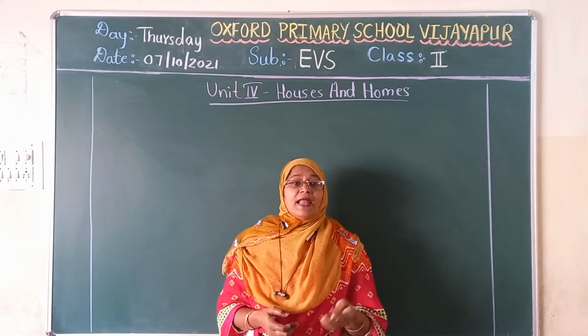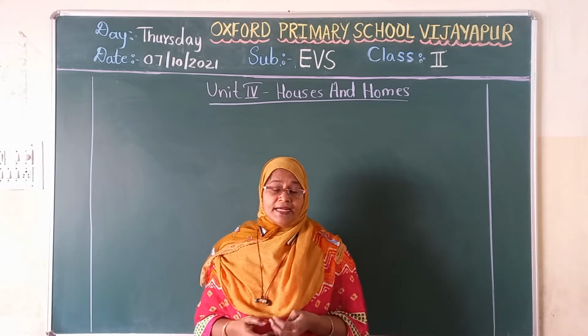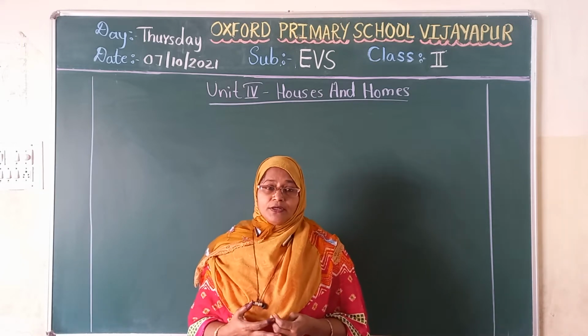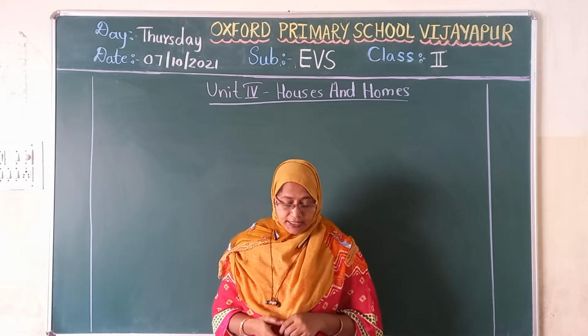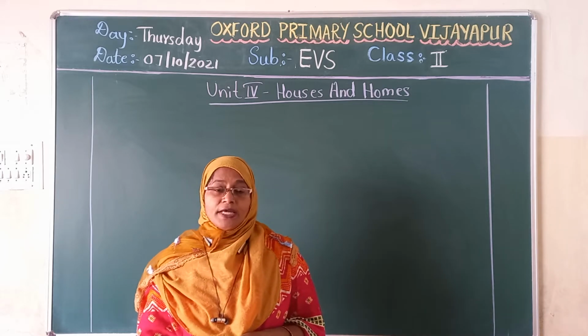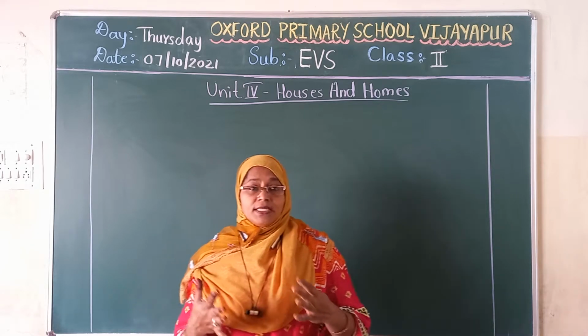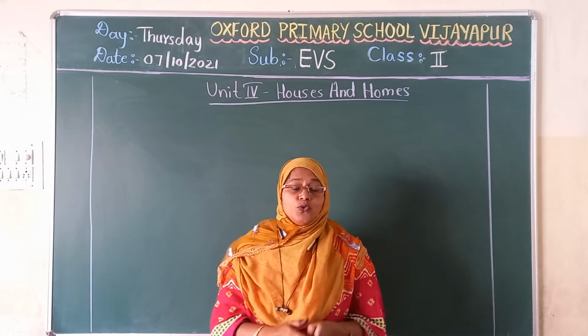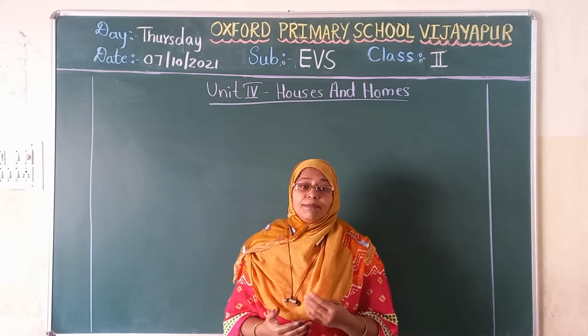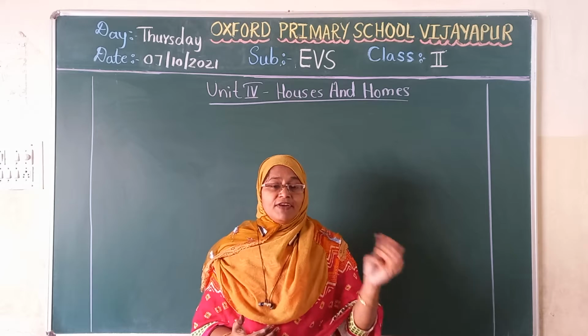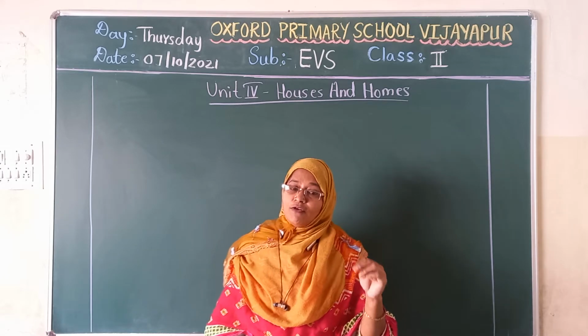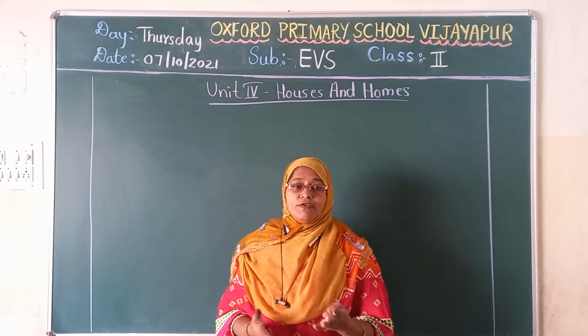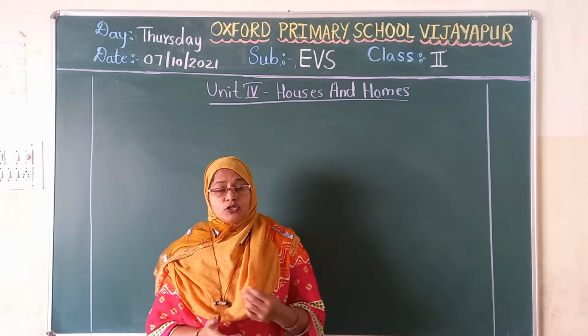Then flats. In a building there are flats or apartments. You see flats are there, isn't it? Afterwards we learned about a chawl. A chawl is a place where we have one or two rooms and there is a common bathroom on every floor, and it is a 2 or 3 floor house, isn't it? So we have learnt about chawls also.